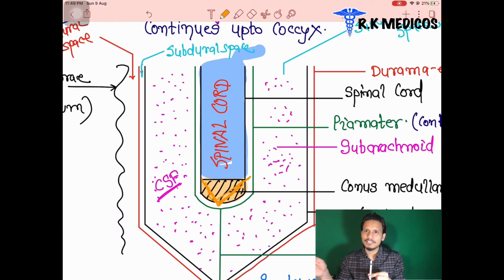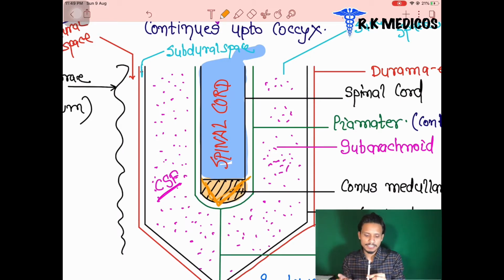The space outside the dura mater is epidural. The space below the dura mater is the subdural space. The space just below the arachnoid is the subarachnoidal space. And the last one, the pia mater, is closely attached to the spinal cord. So this is the sequence of meninges, the coverings of the spinal cord. You have to know by heart that the coverings of the spinal cord are the meninges, basically 3.